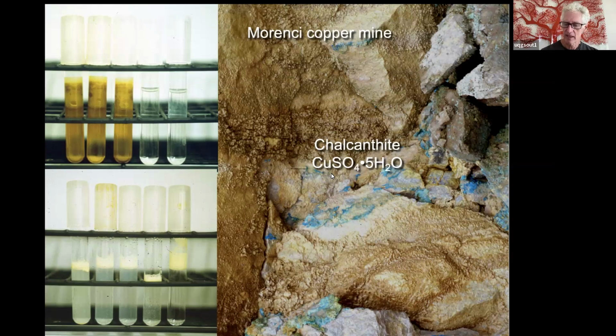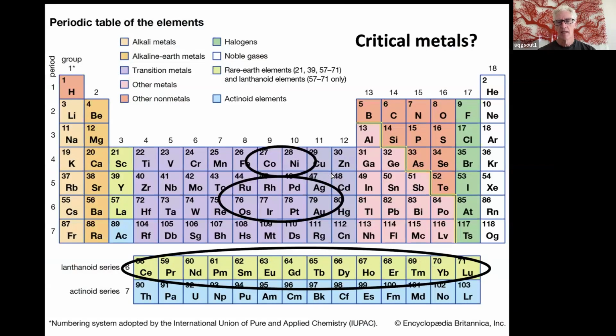And so if we can exploit this ability to generate acid and to leach metals, then that would be better than allowing acid mine drainage to occur. Now, our interest is increasingly going to critical metals. So cobalt and nickel, which will be important for our batteries, always the precious metals, the platinum group elements, and then the rare earth elements down the bottom that are critical for magnets and our decarbonization efforts.